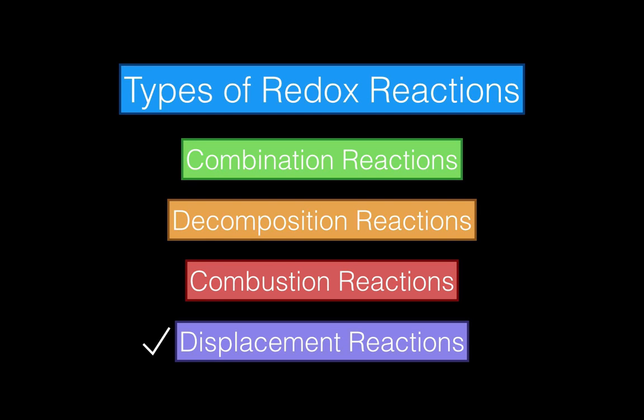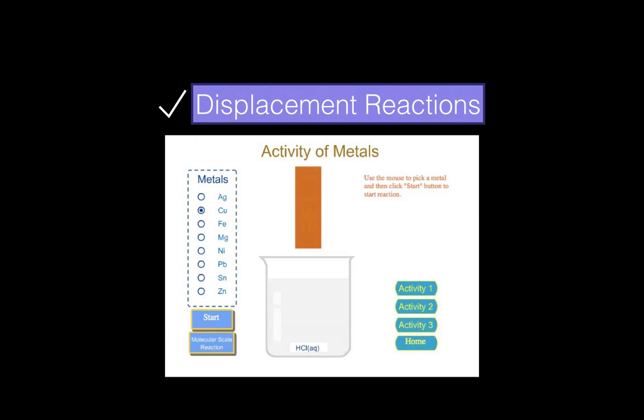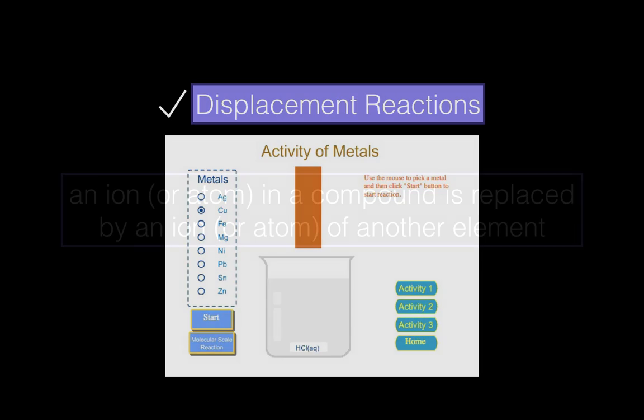In this video we're finishing up our types of redox reactions. We're finishing up with displacement reactions. And to illustrate displacement reactions, we're going to go through what's called an activity series. This is a lab that you will do in class, and I'm just going to show you an animation that goes through that lab as well.